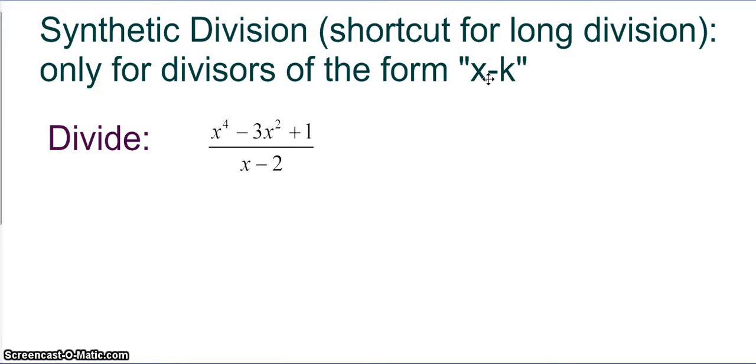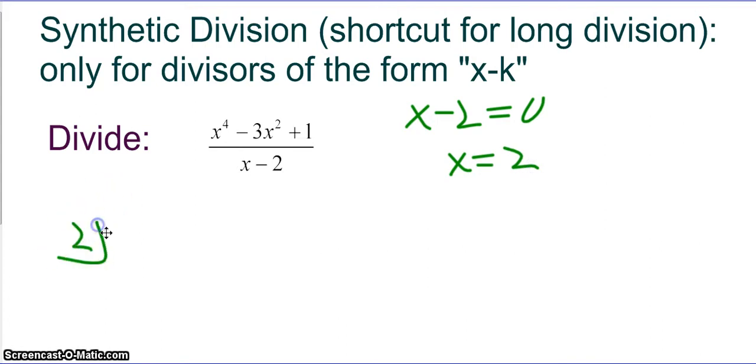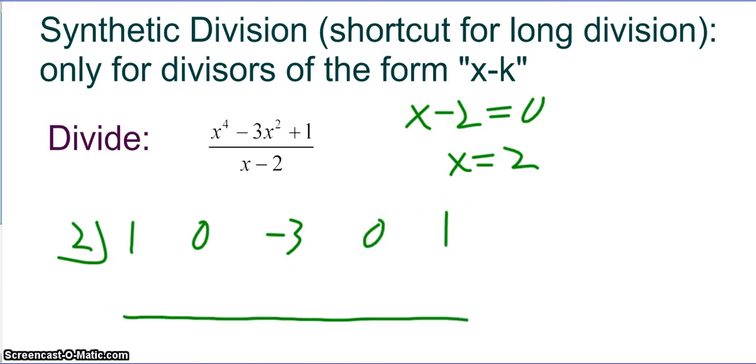So synthetic division, what we're going to do is take what we're dividing by, set it equal to 0, solve for x, and that tells us what we're going to put in our corner. Then we take all of the coefficients of our dividend, so that's going to be 1, 0x cubed, negative 3x squared, 0x, and 1. And I'm going to leave a little space and draw a line.